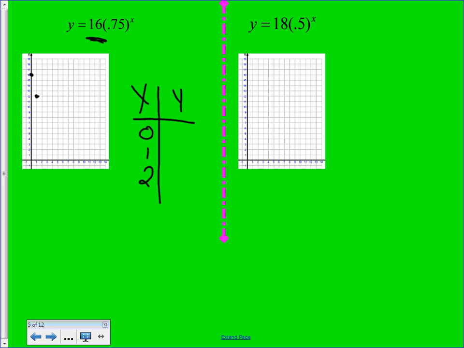The next one, I'm going to raise 0.75 to the second power. When I multiply all that out, I get 9. So we're going to keep sloping downwards. Next, when I raise it to the third power, I get 6.75. So I'm going to go over 3, and then go up 6 and 3/4 of the way. Next, I'm going to plug in 4 for x. So I'm going to take 16 times 0.75 to the fourth power. When I do that, I get 5.06. So I'm going to go up to 5 and just a little above.